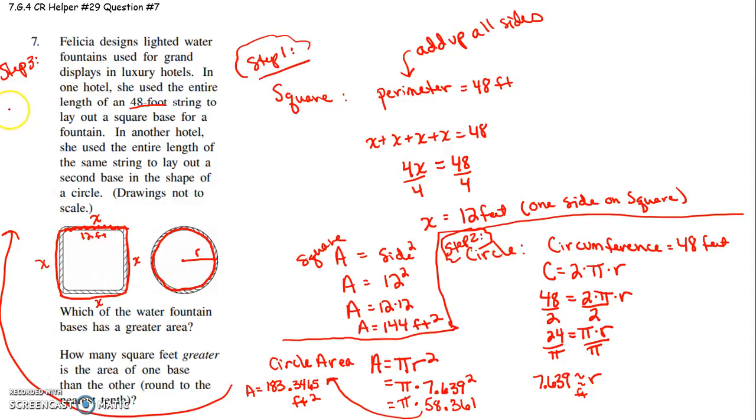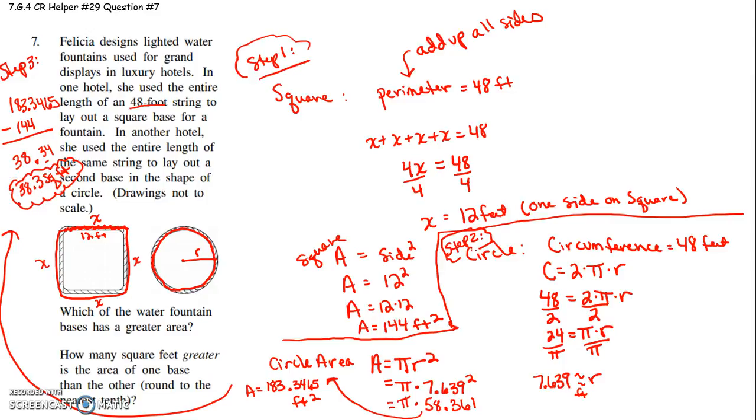So now for step 3, I'm going to subtract from my area of the circle, 183.3465, my 144 for the area of my square. And then from there, I'll know that the area of the circle is greater by 38.346. If I want to round to the nearest tenth, that's about 38.3 square feet greater. The work is everywhere.